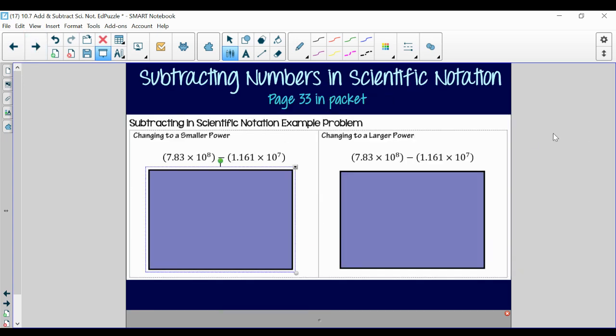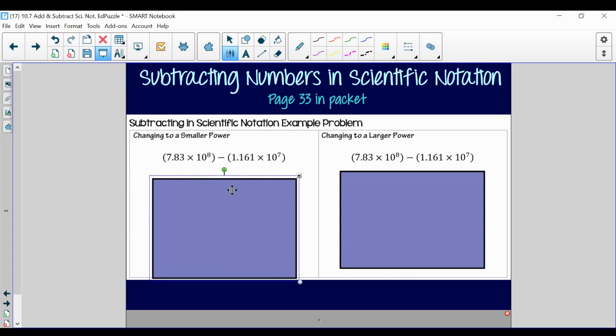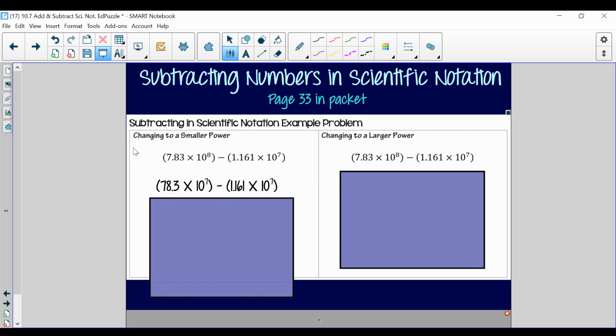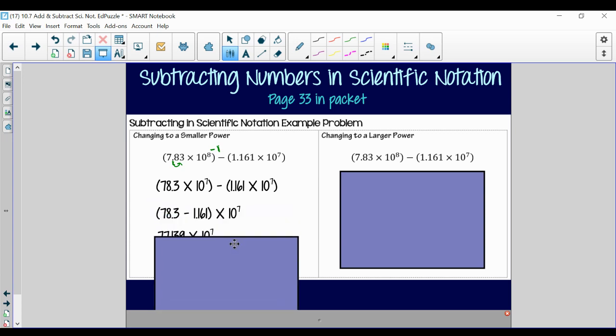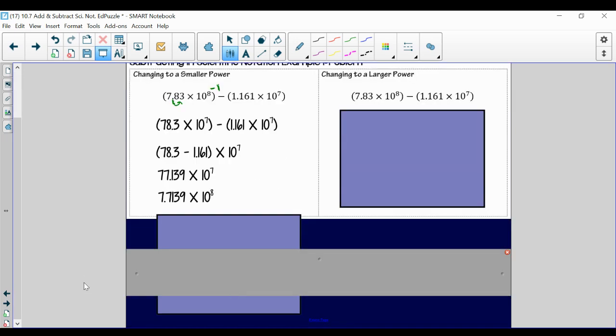Okay, next we're going to look at subtracting. So on page 33 in your packet, it's the same exact process for subtraction. So I'm going to show you an example for changing to a smaller power and then changing to a larger power. So here we're going to a smaller power. So that means I am going to take this down to the 7th power. So I have to multiply by 10, so that subtracts 1, and now I'm at the power of 7. I can combine those factors, and I'm still not in scientific notation yet, so I now have to convert to that.